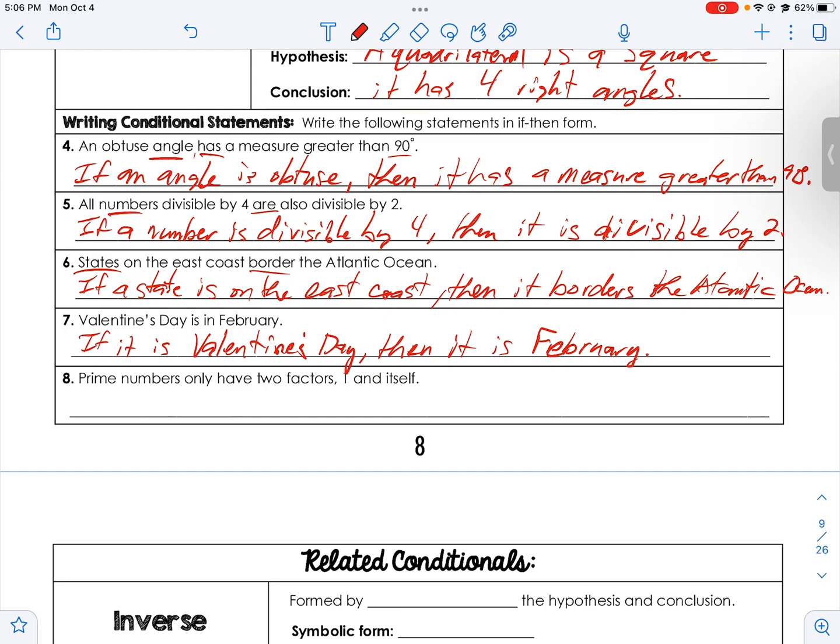Prime numbers have 2 factors, 1 and itself. So prime numbers, what we're talking about, have. So if a number is a prime number, then it has 2 factors, 1 and itself.